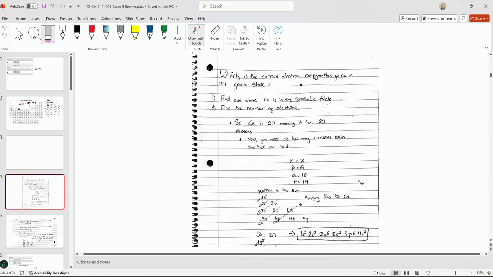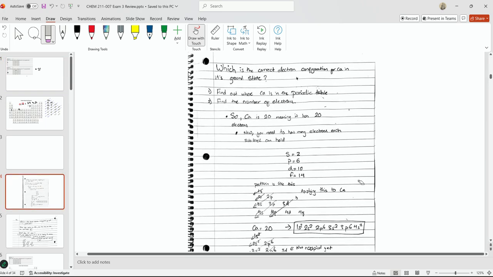So this is just a quick note of what I just said, right? Which one is the correct configuration for Ca? First, we have to look at where Ca is in the periodic table and find the number of electrons, right? And Ca has 20. I think number of protons. My bad, not electrons.